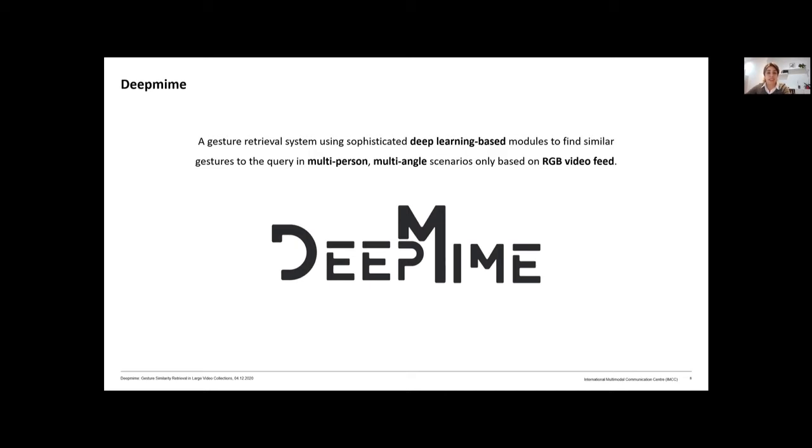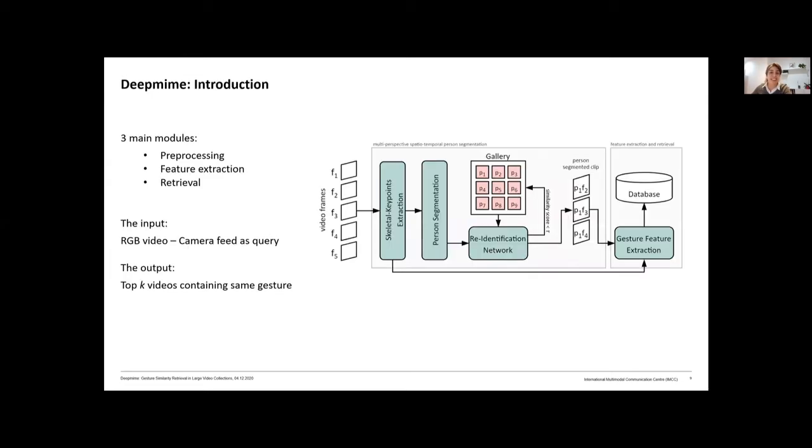This work is over 3 years of my PhD, and we have tried many different modules of deep learning and feature extraction, which I will explain in the coming slides, the different modules of our system. It contains 3 main modules: pre-processing, feature extraction, and retrieval. I will explain all of them in the coming slides.